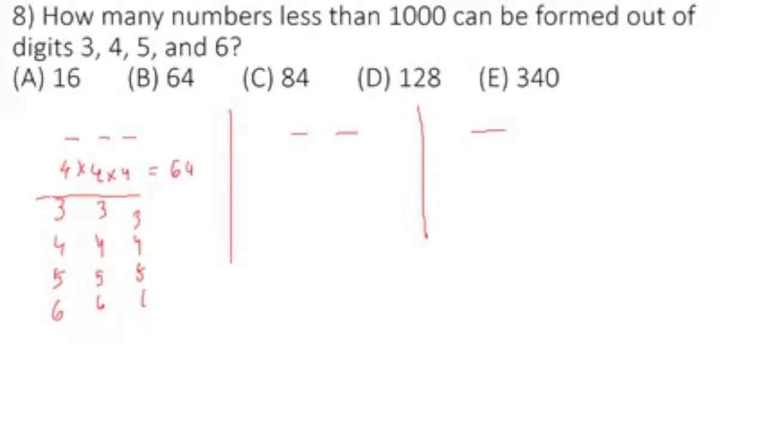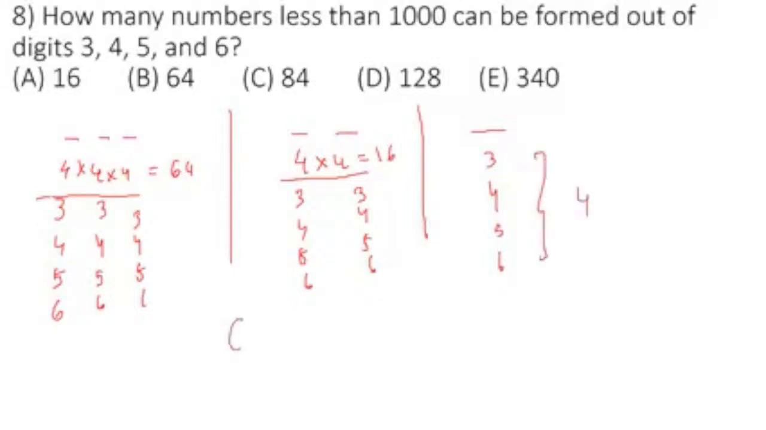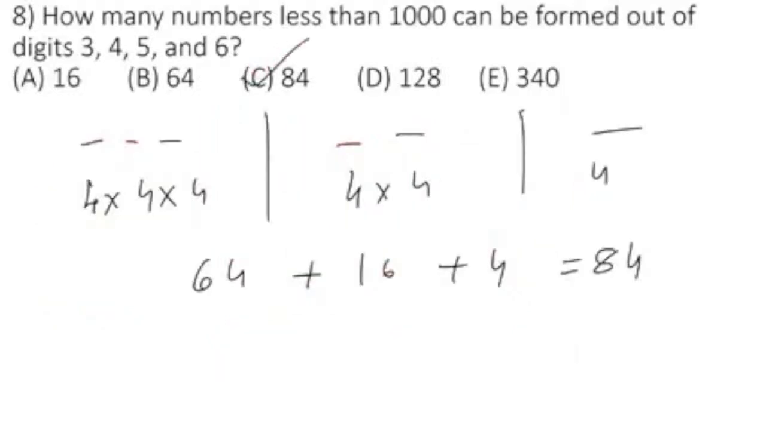Similarly for 2-digit numbers, 3, 4, 5, 6 are the same cases, so 4 into 4, which is 16. For single-digit numbers, I have 4 outcomes, so 4 ways. So it is 64 plus 16 plus 4. The final answer is 84.